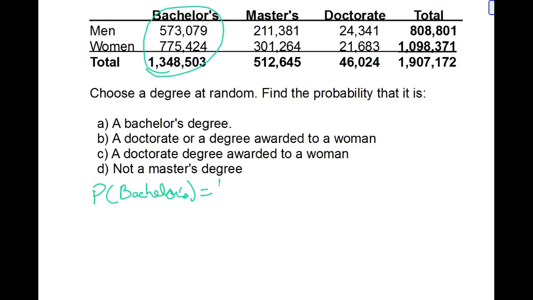is going to be equal to the total number of bachelor's over the total number that we have, which is 1,907,172. We divide that out and get that the probability that a degree chosen at random is a bachelor's is 0.707. Okay.